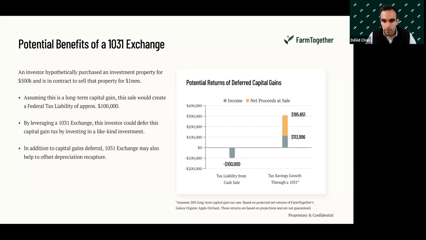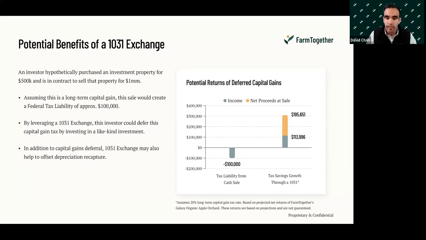So if a hypothetical investor purchased an investment property in, say, 1990 for $500,000 and is now in contract to sell that property for $1 million, they would essentially have a long-term capital gain and a federal tax liability of approximately $100,000, assuming a 20% long-term capital gain tax. By leveraging the 1031 exchange, this investor could defer this capital gain tax, and they would do so by investing in a like-kind investment opportunity.